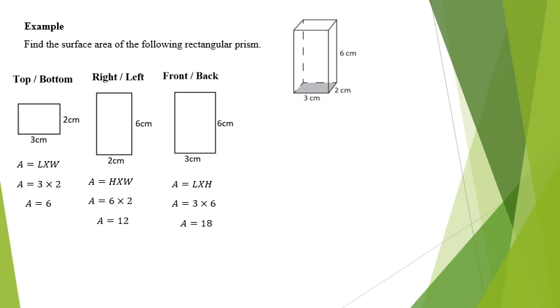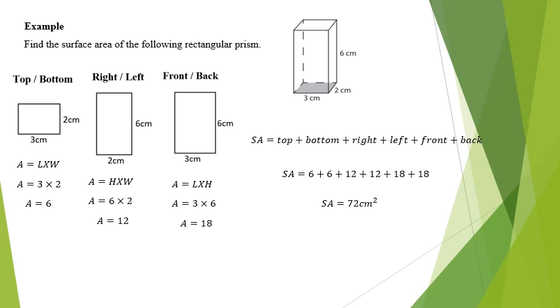So now that we have the area of each piece, we did the top and bottom, the right and left, and the front and back, we know that the surface area is the area of the top plus the area of the bottom, plus the area of the right plus the area of the left, plus the area of the front plus the area of the back. But we know all those measurements. So it would be 6 plus 6 for top and bottom, plus 12 plus 12 for right and left, plus 18 plus 18 for front and back, for a total of 72 square centimeters.